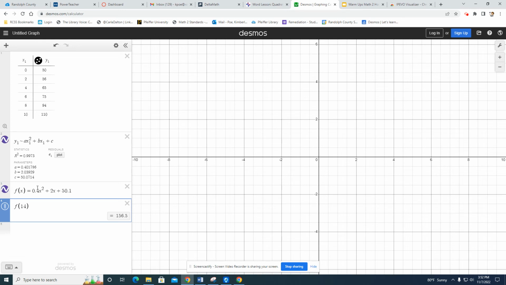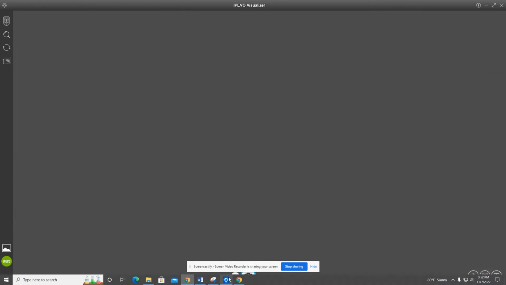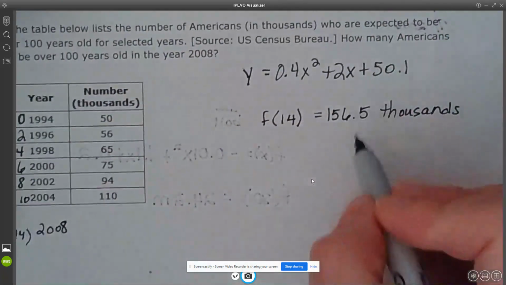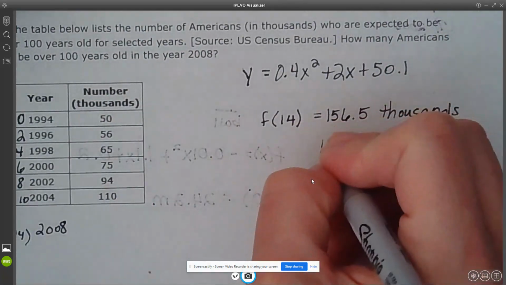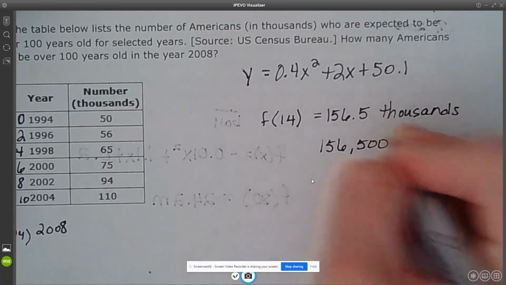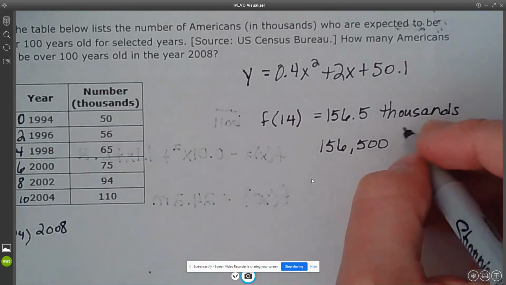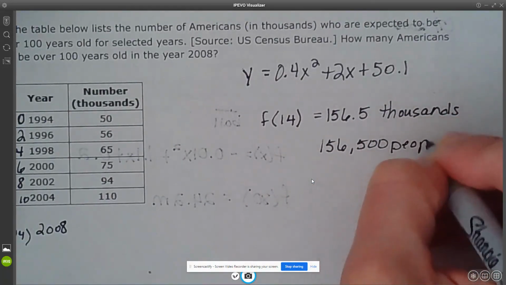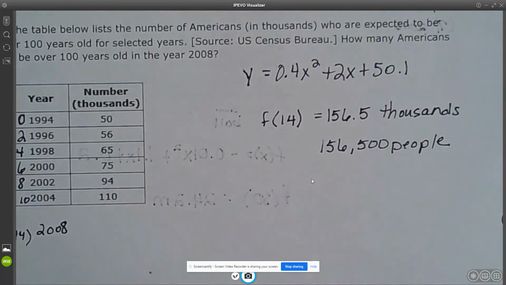156.5 thousands. So in other words, that's 156,500 people, basically, is what we're talking about. So this is not 0.5 of a person. This means 156,500 people. Okay? All right.